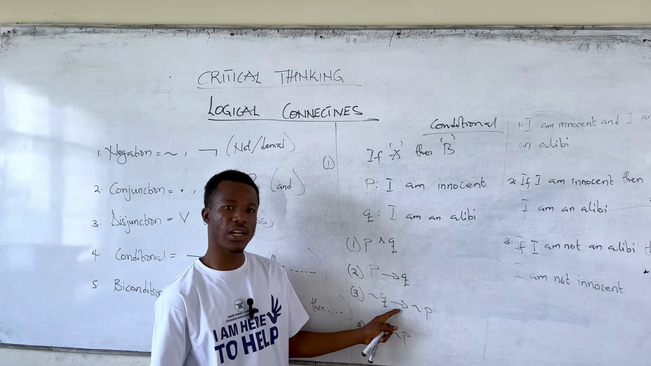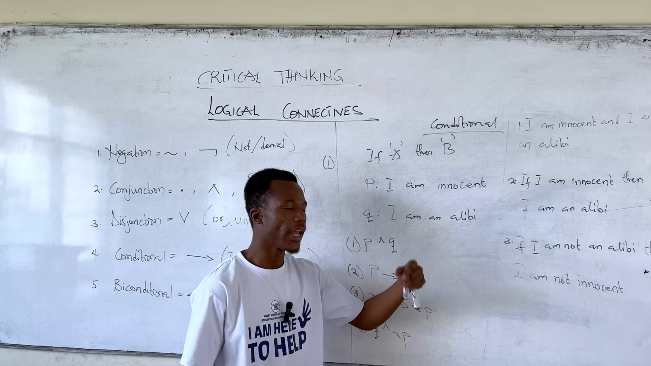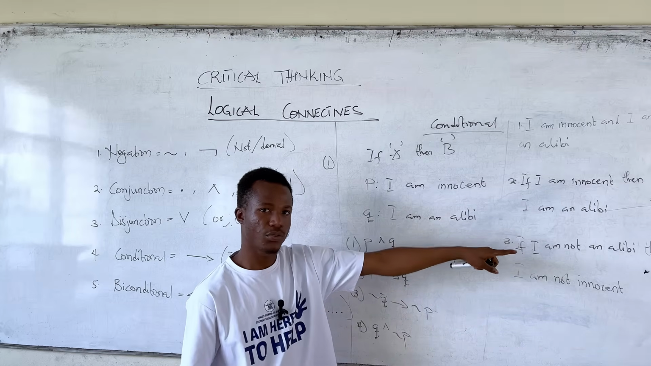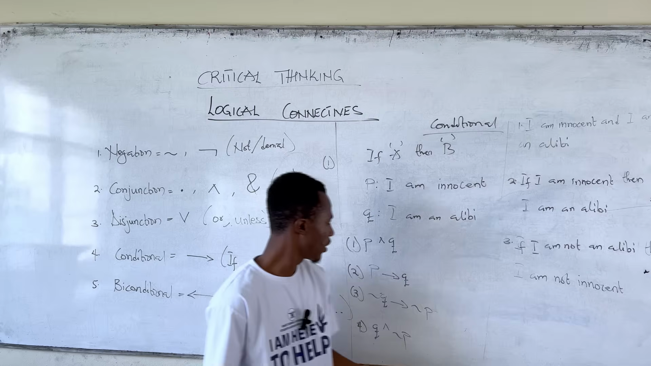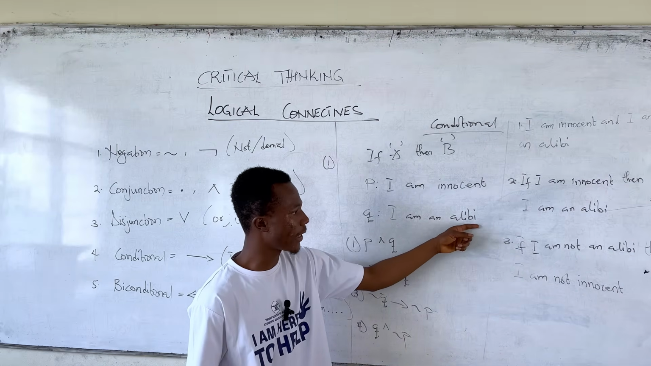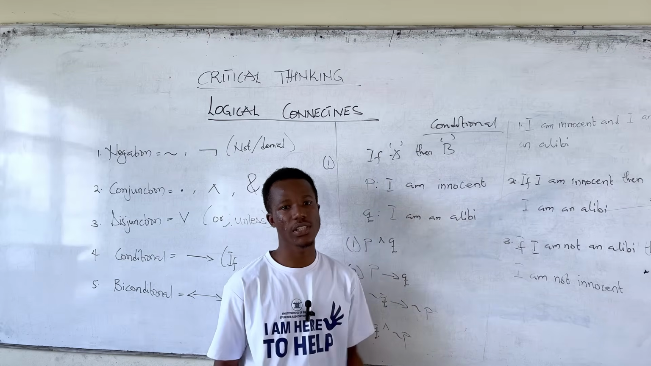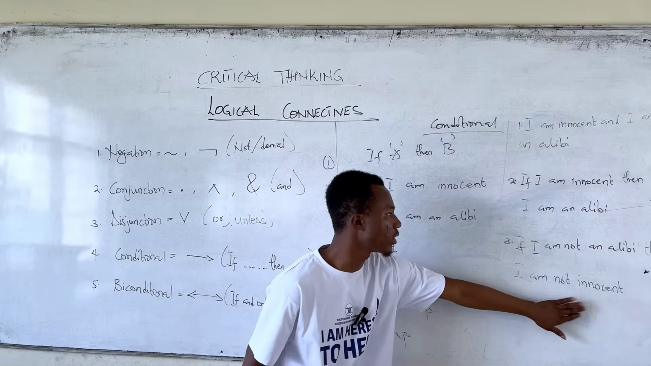But there's a conditional sign here, meaning that we have to start with if, and in the middle there should be then. Do you get it? That is why we are saying if negation Q. So if I do not have an alibi, then negation P: I am not innocent. Okay, and that is what we have here.